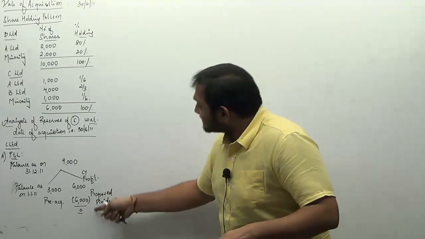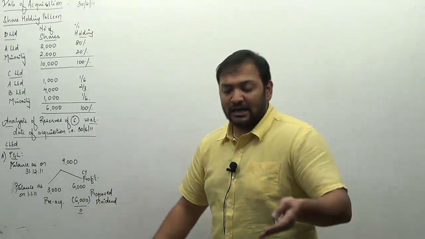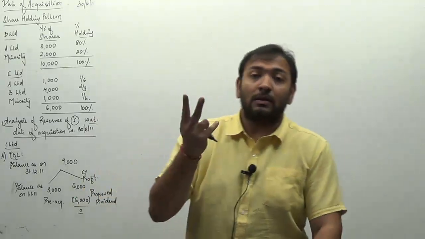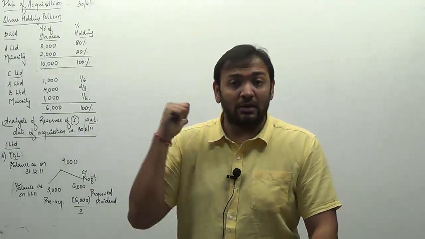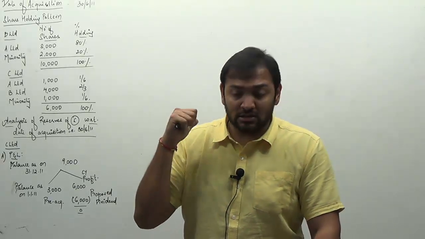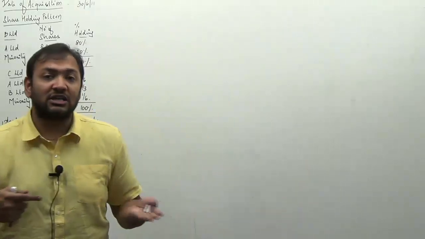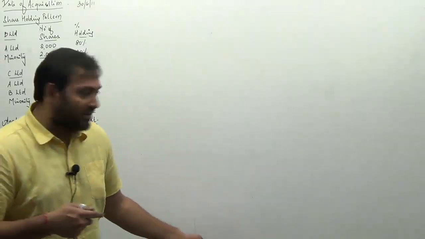Then come to the 6000 of 2/3. B will get 4000 dividend. If B is getting 4000 dividend, 2000 I'll say is pre-acquisition, take it to cost of control. The balance 2000, I'll take it in analysis of reserves for B Limited, in the post-acquisition reserves, I'll increase it by 2000 rupees, saying that it is a post-acquisition dividend.